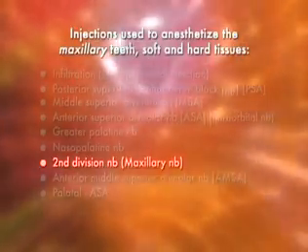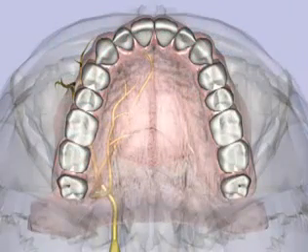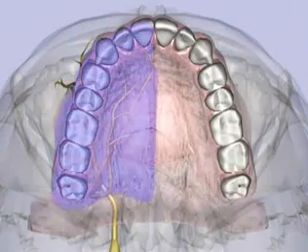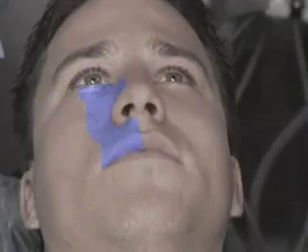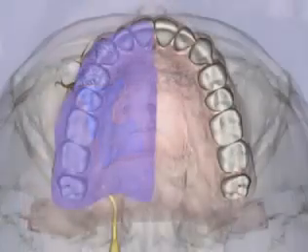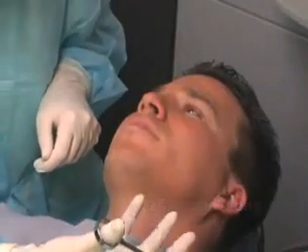The maxillary or second division nerve block provides pulpal anesthesia to the maxillary teeth on that side, the buccal soft tissue and bone overlying these teeth, the soft tissues and bone of the hard palate and part of the soft palate medially to the midline, the skin of the lower eyelid, the side of the nose, the cheek, and the upper lip. A 25-gauge long needle is recommended.